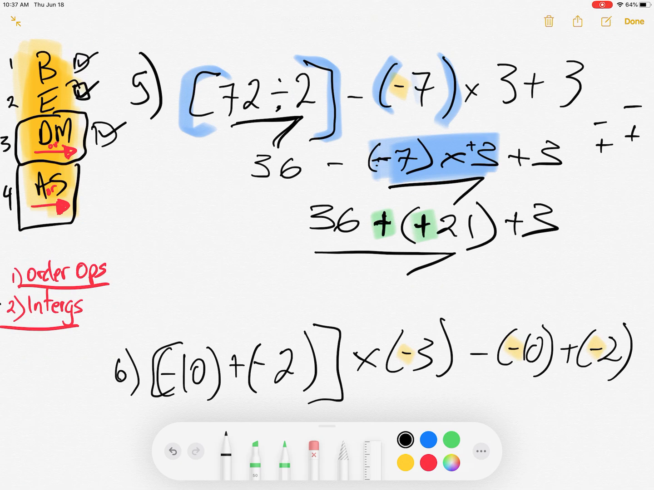Order of ops and integers, this is every unit from now on. So 36 plus 21, that's going to give me 57. I bring down the plus 3. 57 plus 3 gives me 60.